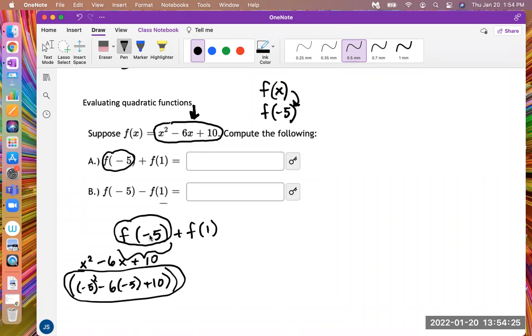Now they're not done with this problem though, because they said, okay, we want you to take the function evaluated at 1 and add it to the rest of the stuff. So now we're just going to do that a second time. I'm going to write the f function, so it's this stuff, and I'm going to write it replacing the x with 1.